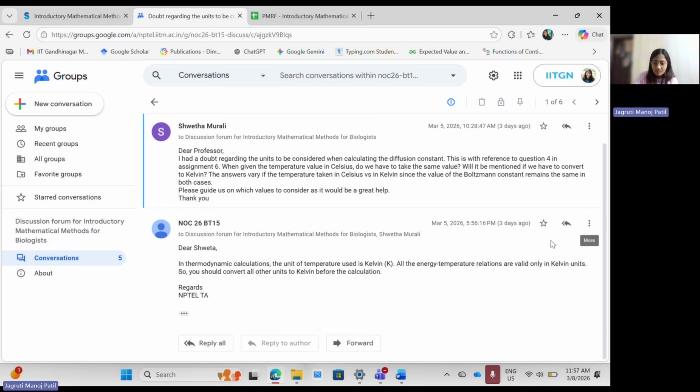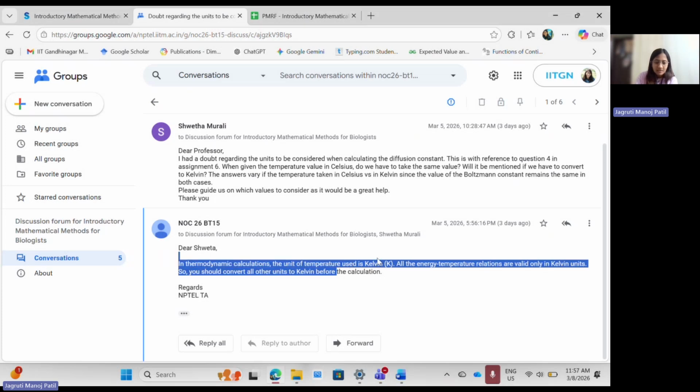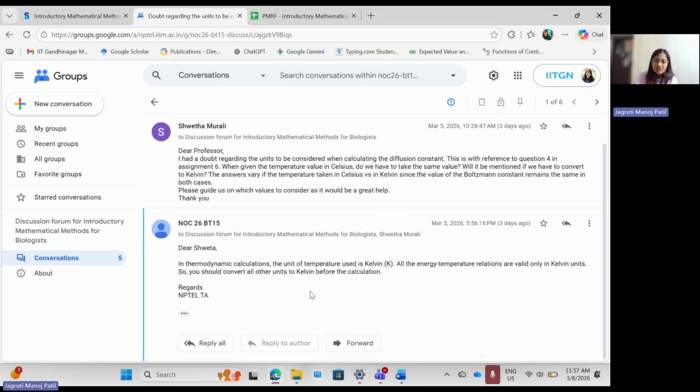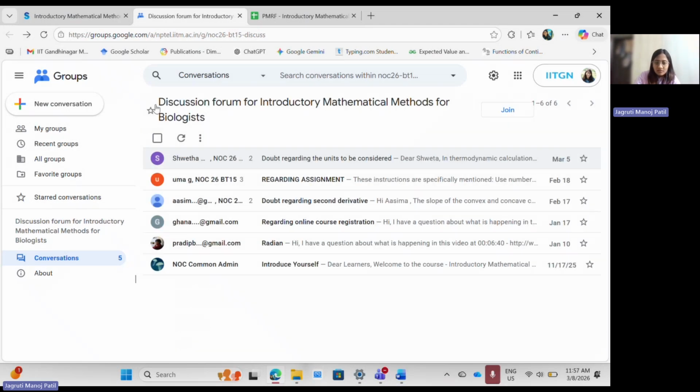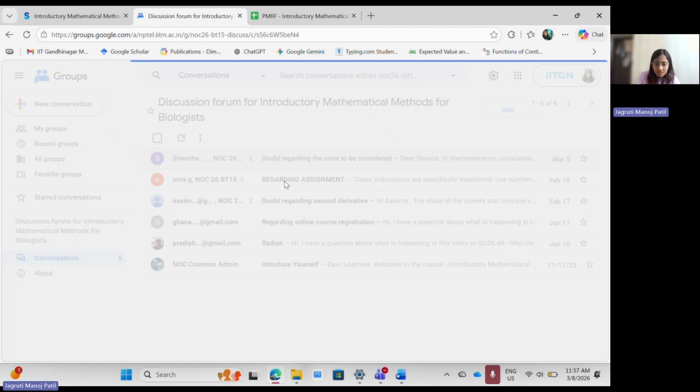Okay. So the answer from the TA says that the unit is in Kelvin. Yeah, the thermodynamic calculations use it in Kelvin. All energy temperature relationships use Kelvin. So you should convert it back. Yes. Any other question?